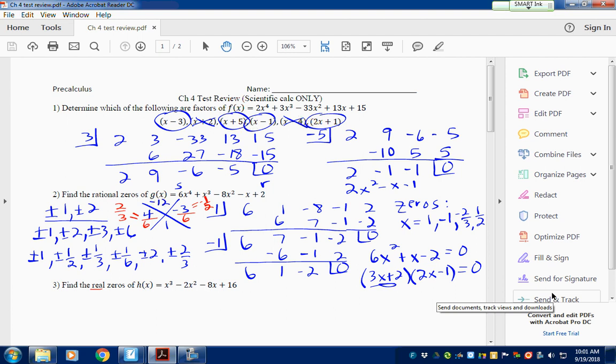My possible factors would be all the plus or minus factors of 16 because this first number is 1. So there's a lot of them. Does 1 work? Yeah. 1 works?